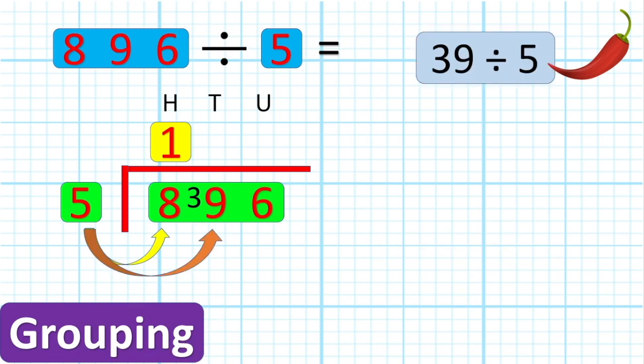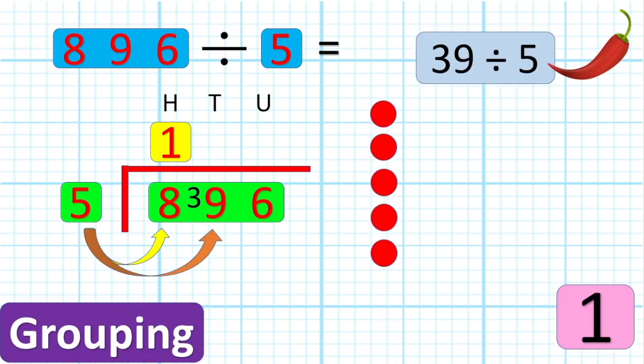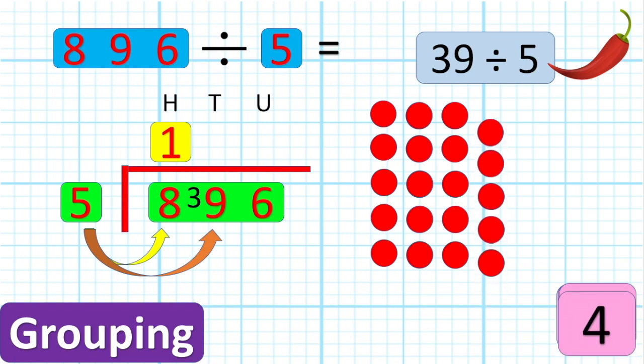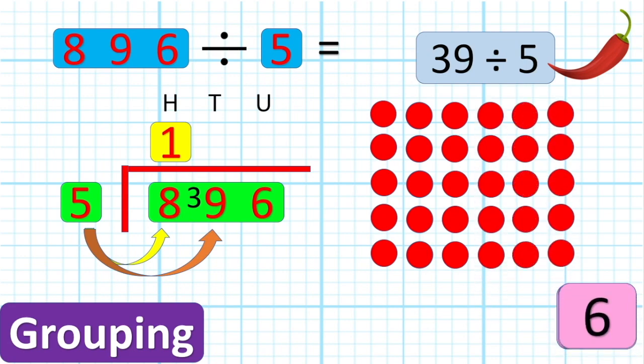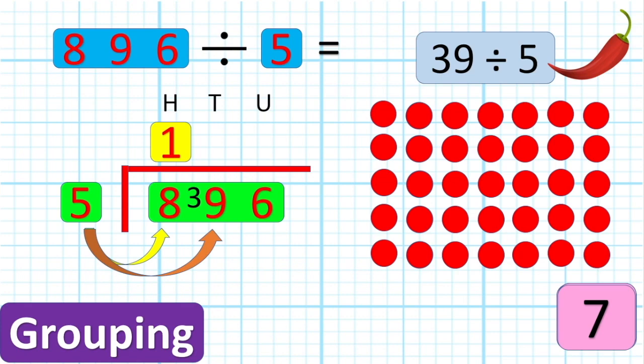Okay, let's look at my second part then. So how many 5's are there in 39? Let's go up in our 5 times table. 5, 10, 15, 20, 25, 30, 35, 40. I can't use 40 because it's over 39, so let's come back. 35 goes 7 times. So I'm going to put 7 at the top there. But what have I got remaining? I've got 4 remaining. So I'm going to bring that 4 over into my next column.